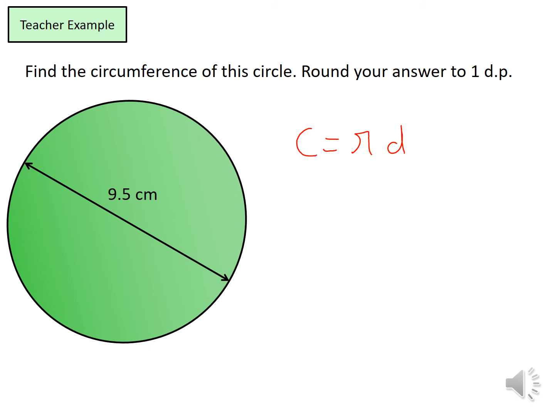Remember, chili pies are delicious. So using the formula, circumference therefore equals pi times the diameter given to us, which is 9.5 centimeters. So that should give me a circumference of 29.8 centimeters to 1 decimal place.